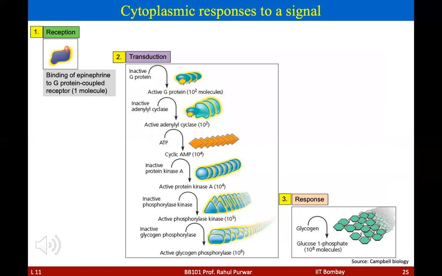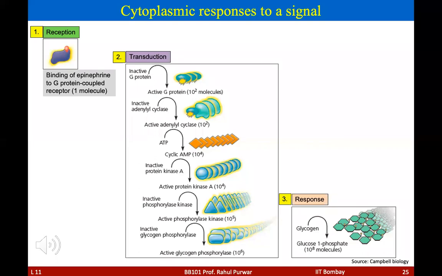So just to summarize, a real cytoplasmic response to a signal. Here, the first step is reception, the binding of epinephrine to a G protein coupled receptor. So think about this epinephrine. This is actually happening, and we took it from your Campbell book. Here you will find the reception is happening when the epinephrine is binding to the GPCR.